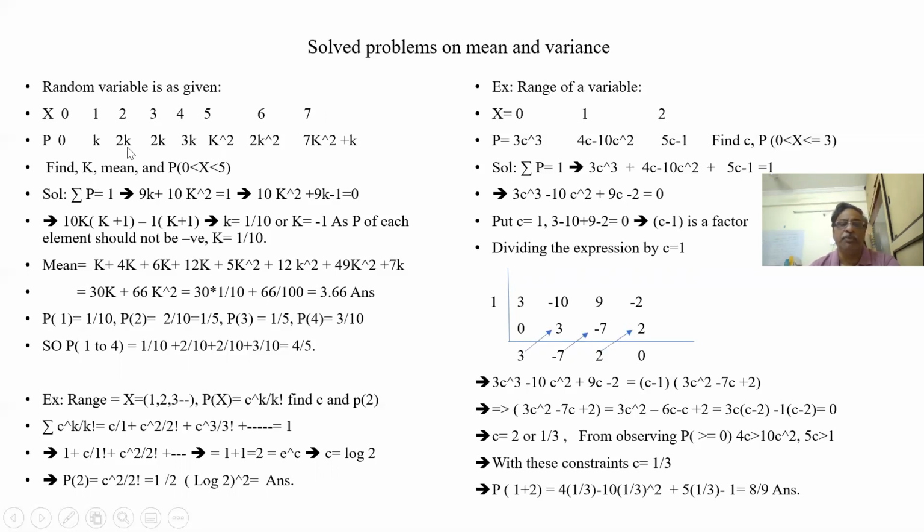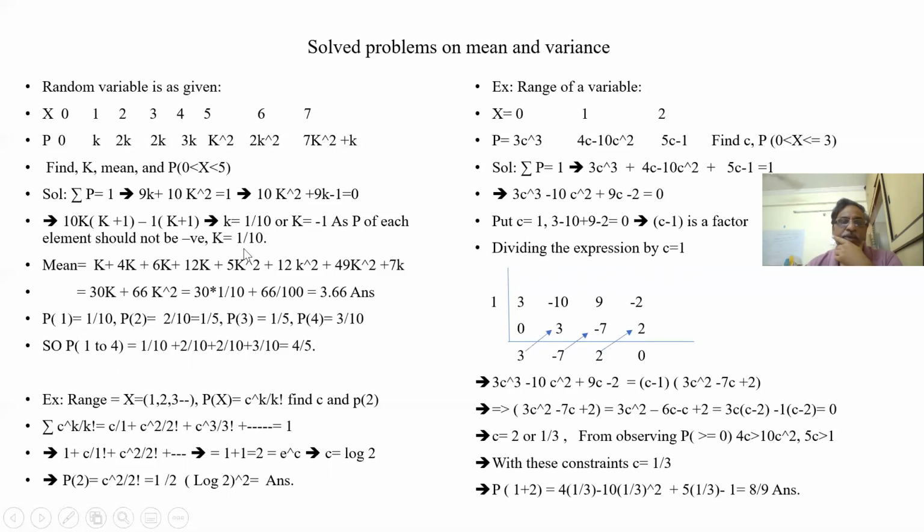So you know sigma p is 1. So I am adding 9k plus 10k square is equal to 1. That is 2k square plus k square plus 7k square, which is 10k square, and I am adding all the k's, that is 9k. So when I solve this, I am getting k as 1 by 10 or k as minus 1. Is minus possible in the probability? No, it's not possible. So we have to take k as 1 by 10. Even with minus 1, sum of p will be 1, but this is not applicable for probability. I should get at least 0 and above.